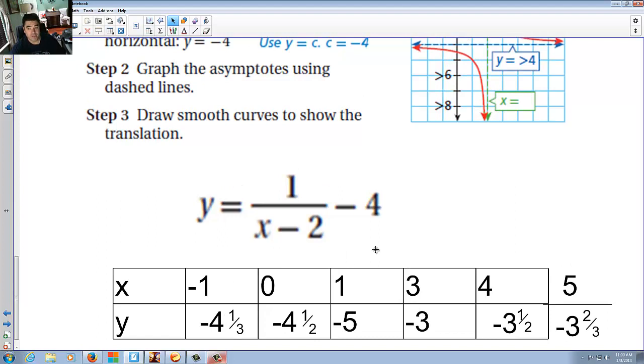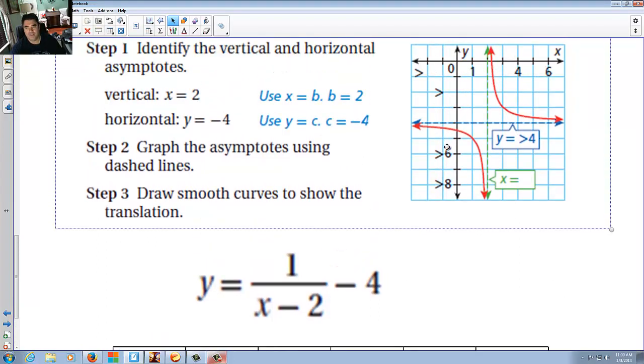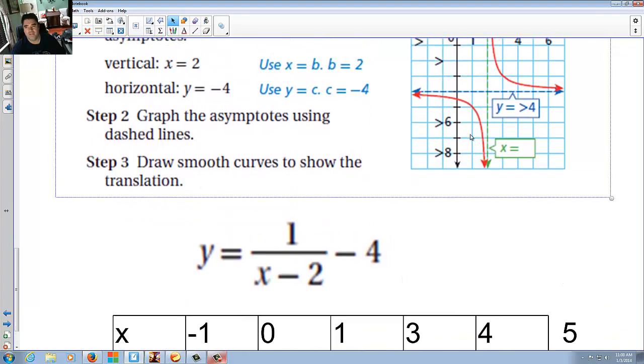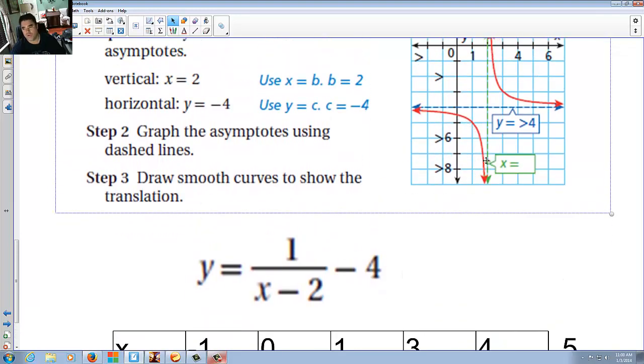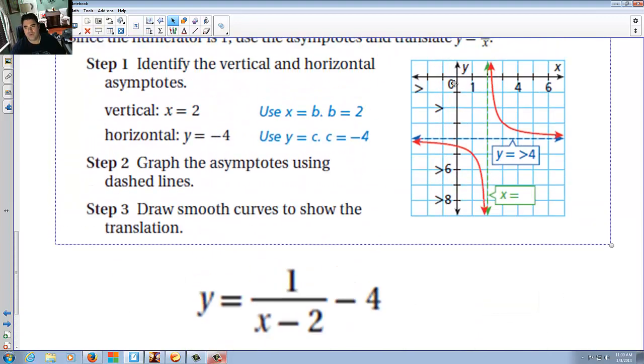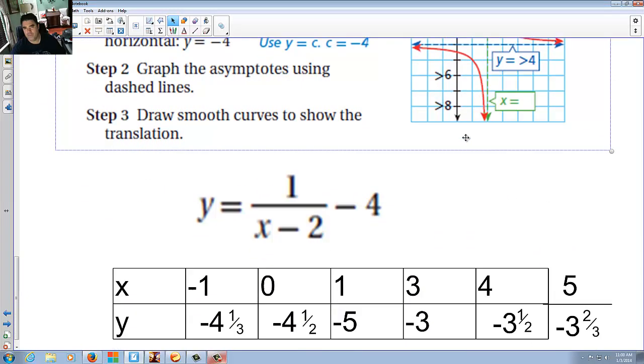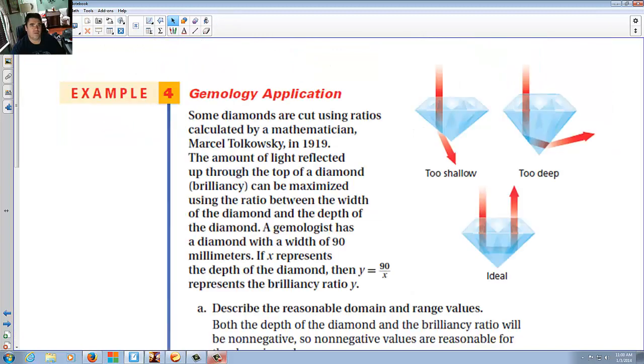Don't seem like much, but when you plug them in, let me just take a look here. When you plug in the negative 1, you get negative 4 1/3. Plug in the 0, negative 4 1/2. Plug in positive 1, you get negative 5. Notice how they start to curve. And at the x value of 3, 1, 2, 3, notice how you are going down and you start to slowly descend again. And that's how you do that, and you form your curve lines.